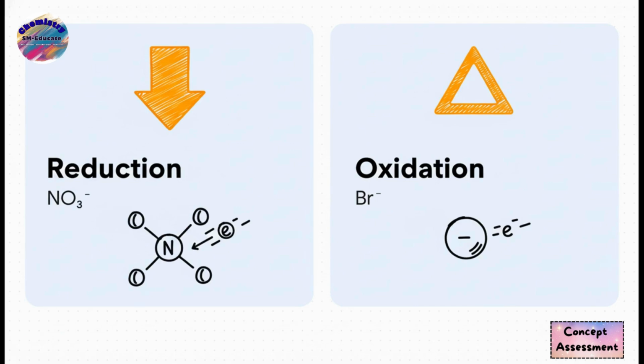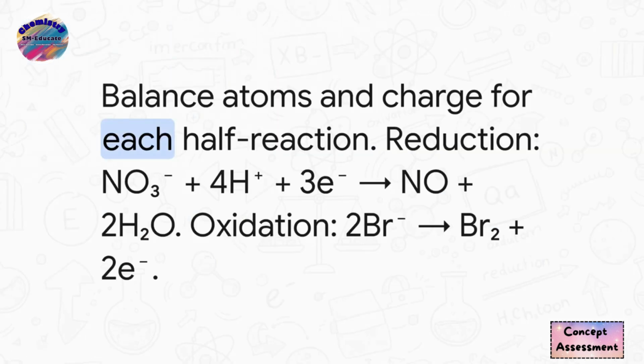That's where the nitrate is going to gain some electrons. And on the right, the oxidation half reaction, where the bromide is going to lose electrons. But before we can slam them together, each one needs to be fully balanced. And, you guessed it, the number of electrons has to be the same. So we just apply the same rules we already learned.